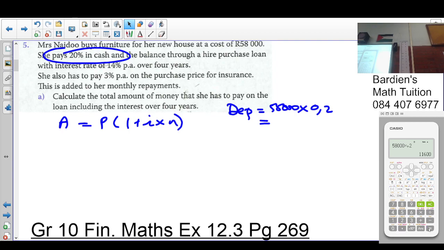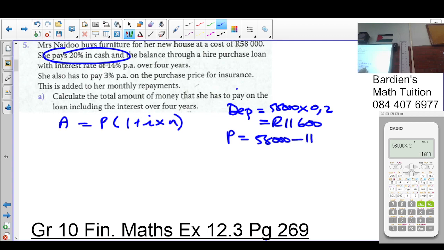Which is 11,600. You all agree with that? So the principal or the loan amount is going to be 58,000 rand minus 11,600. Or if you just wanted to go straight into that, you could have just said 58,000 times 0.8. So it's going to be 58,000 minus that answer, which gives you the loan amount of 46,400.